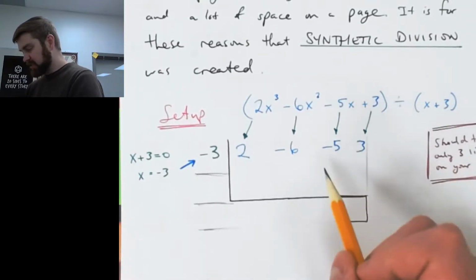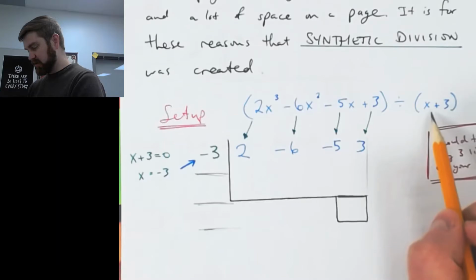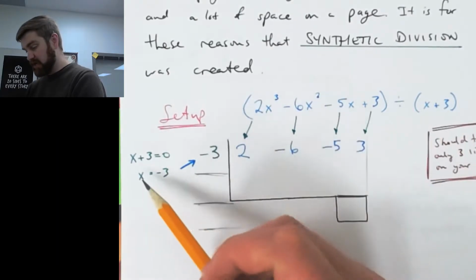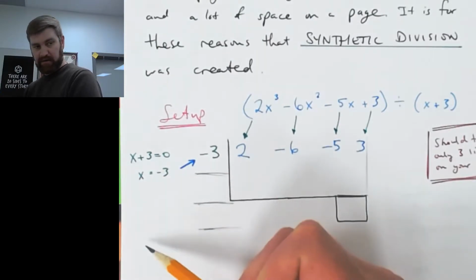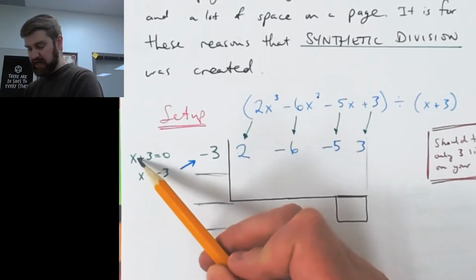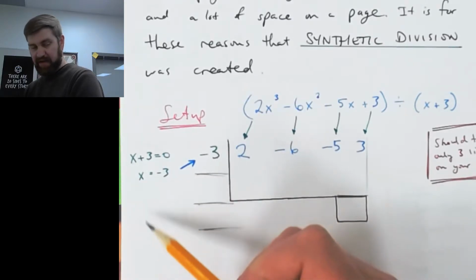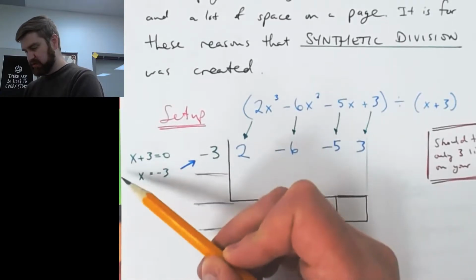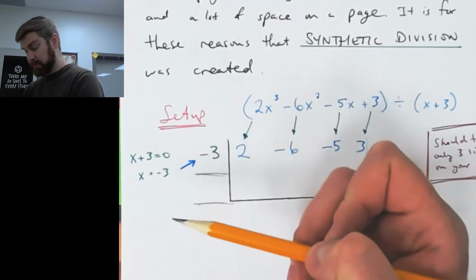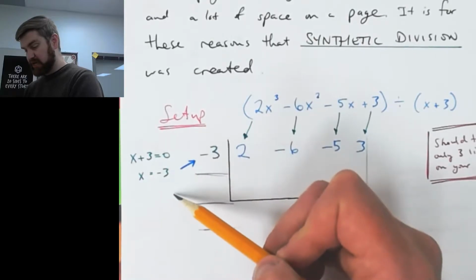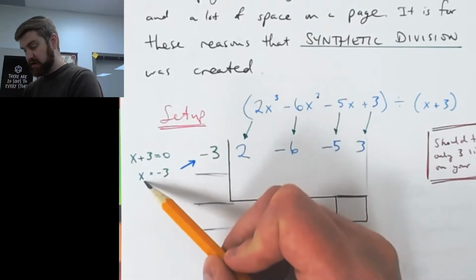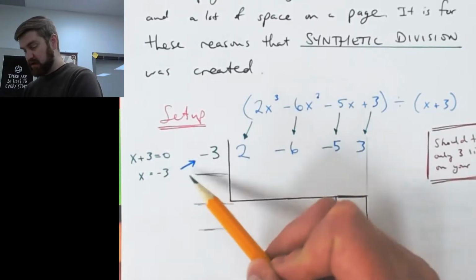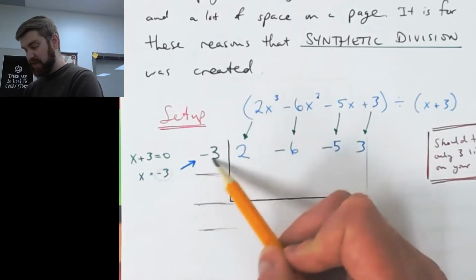The next thing you want to do is take the x plus 3, because that's like our denominator, and set it equal to 0. We need to do this because we need to isolate x and find what value of x would make this true. So if we have x plus 3 equals 0, we can subtract 3 from both sides, and we find that x equals negative 3. Once we have this, we take the negative 3 and write it right up here.